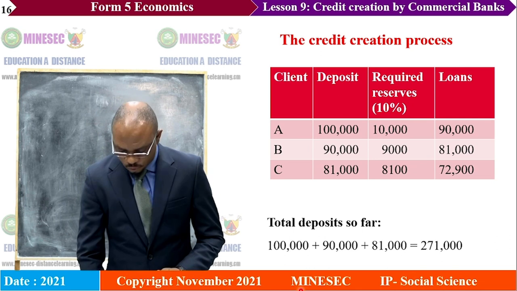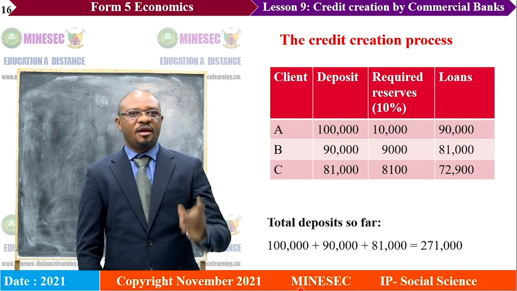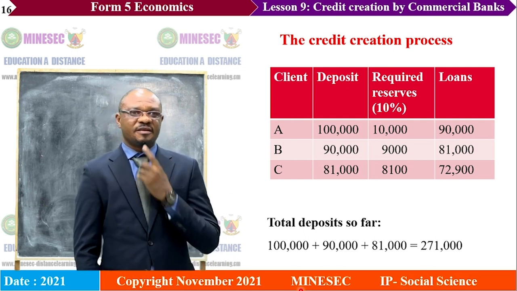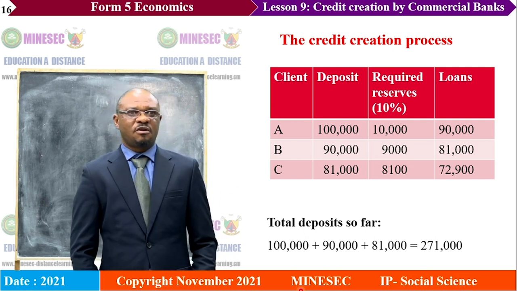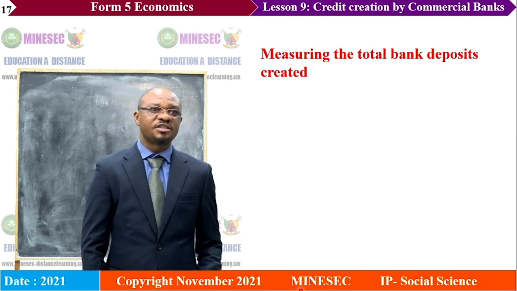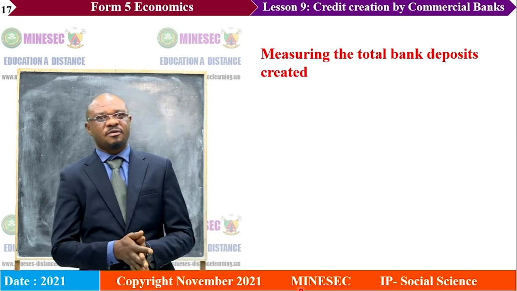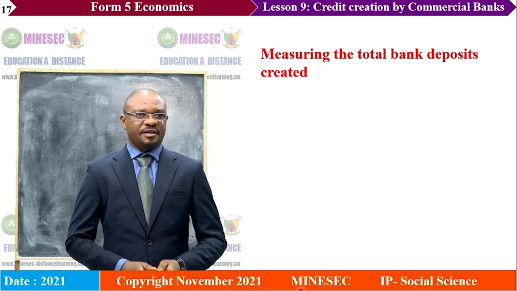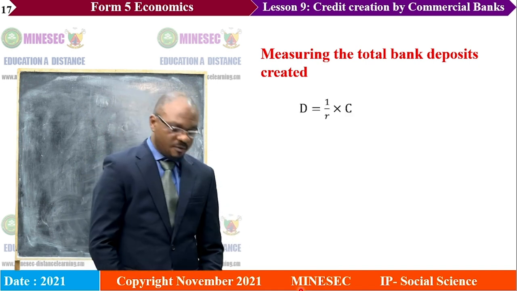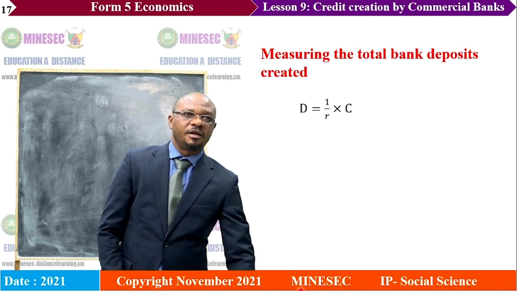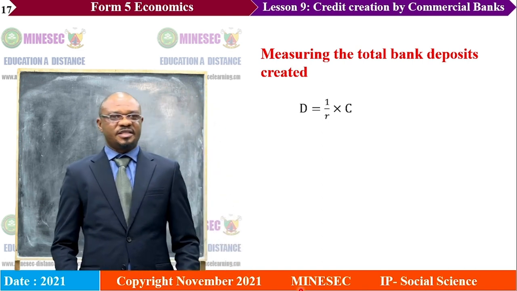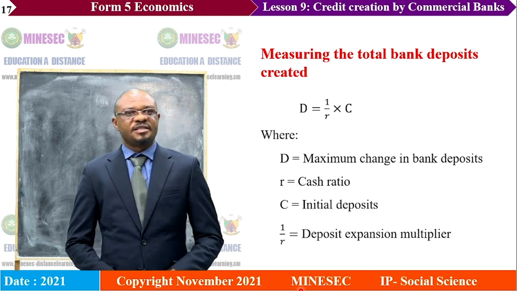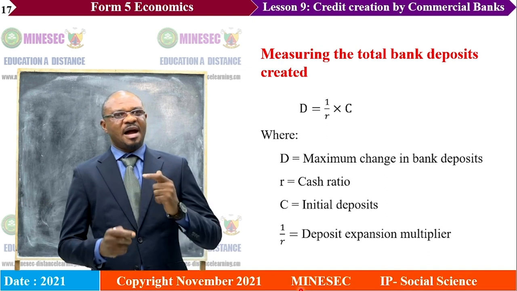But if this process were to go on and on and on, when the bank grants loans that are eventually redeposited after removing the 10%, then what will be the total amount of bank deposit to be created from that initial deposit of 100,000 francs? Here, we want to measure the total bank deposits created. And we use the formula Z equals 1 over R times C, where Z represents the maximum change in bank deposits.